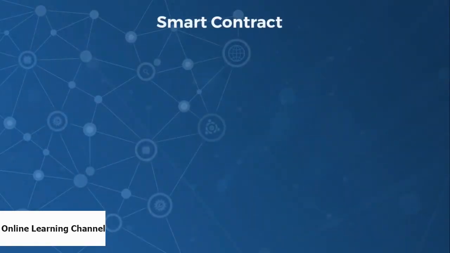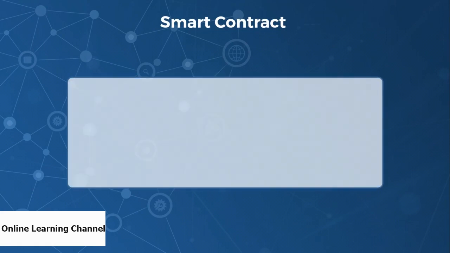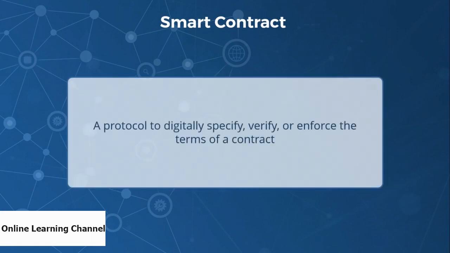So what is a smart contract? Well, a very simple definition is that it is a protocol to digitally specify, verify, or even potentially enforce the terms of a contract. While this may seem a little abstract, things will become clearer as we move along in this course.